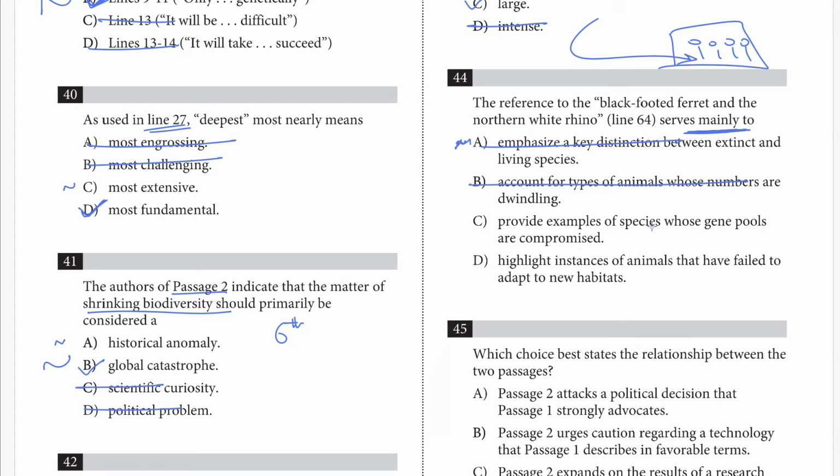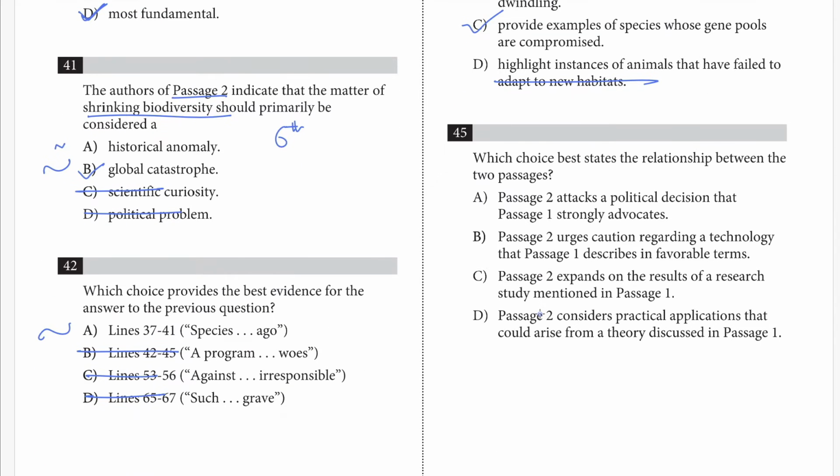Okay, provide examples of species whose gene pools are compromised. Totally, that's exactly what it is. Their genes are compromised, means very few genes are remaining now in their subspecies or species, right? And you've got to inject more genes. That's the whole idea. Highlight the instances of animals that have failed to adapt. This is totally incorrect. So that's why C is the correct answer. Now let's look at 45.